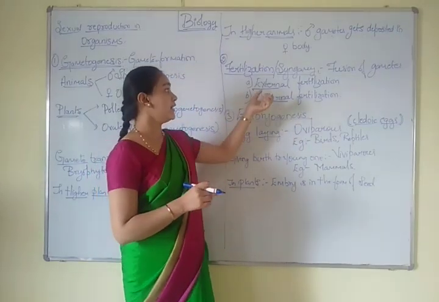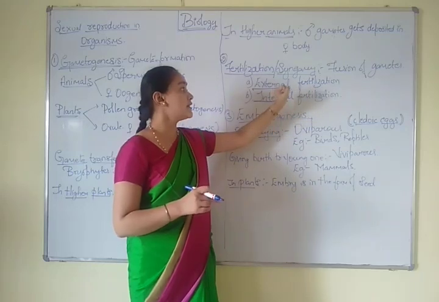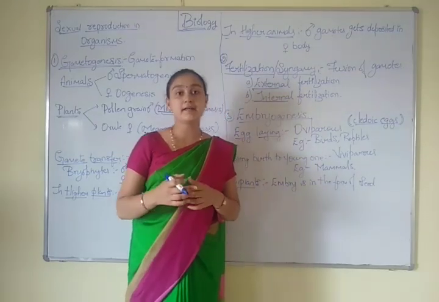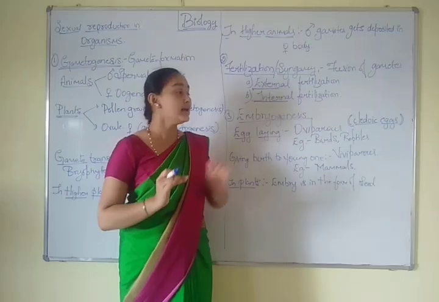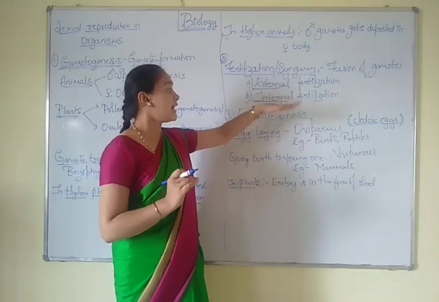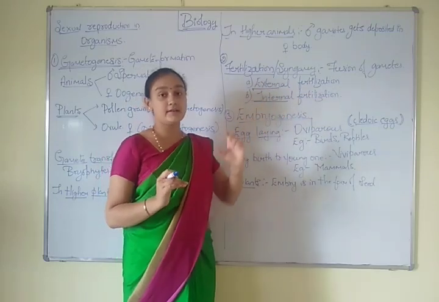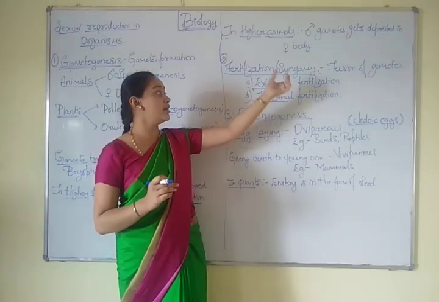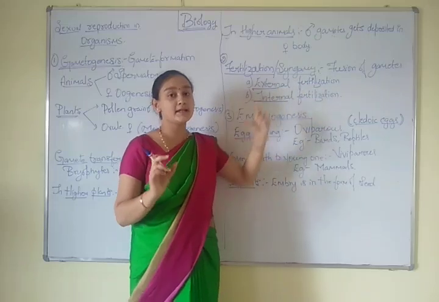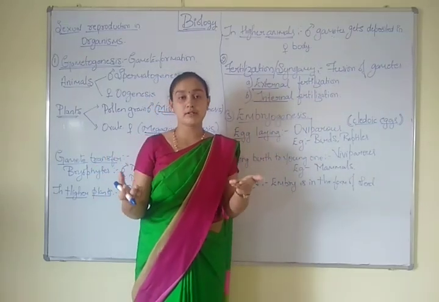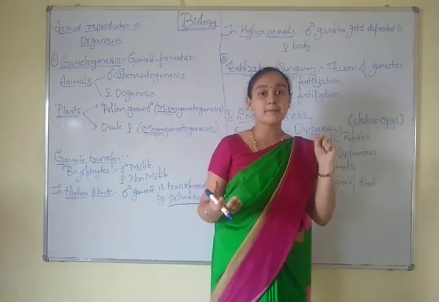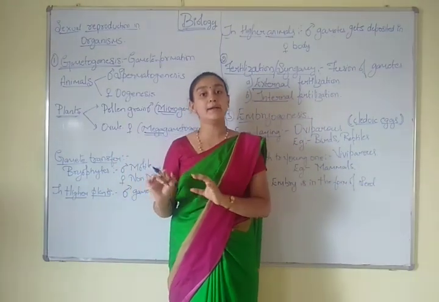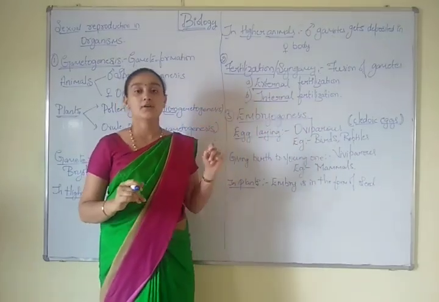In external fertilization, the zygote that gets formed can be attacked by predators. So the survival rate will be less in external fertilization, but in internal fertilization, the survival rate will be more. In external fertilization, the numbers of male gametes and female gametes are both more.